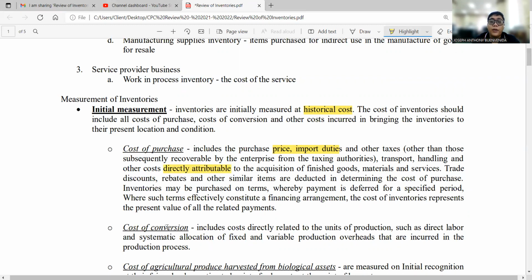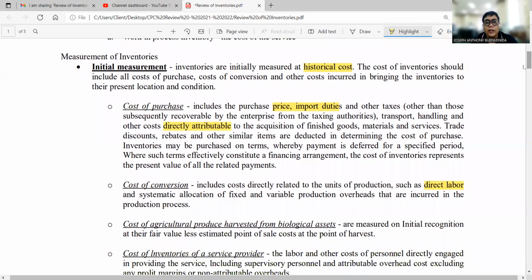Next, the cost of conversion. What is the cost of conversion? It includes costs directly related to the units of production, such as, number one, direct labor, and a systematic allocation of fixed and variable production overheads. In cost accounting and advanced accounting, there are direct labor and costs of conversion, and fixed costs that can be allocated, like the depreciation of the factory, okay?